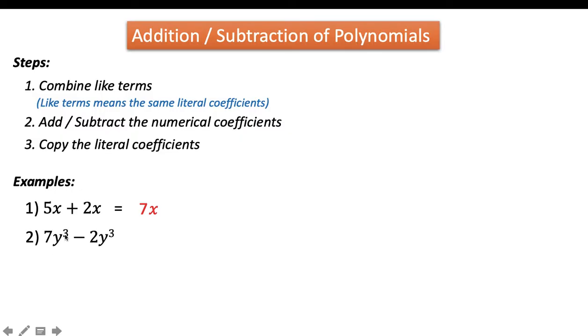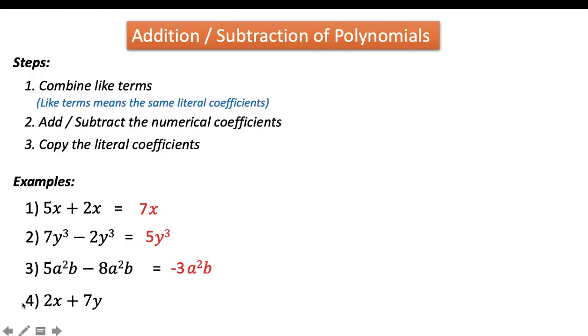In given number 2, 7y cubed minus 2y cubed, since they are like terms, we can subtract the numerical coefficients. So 7 minus 2, that is 5. Then copy the literal coefficient y cubed, and our answer is 5y cubed. In given number 3, since again they are like terms because the literal coefficients are the same, we can now subtract the numerical coefficients. So 5 minus 8 is negative 3. Then copy the literal coefficient a squared b, so our answer is negative 3a squared b.